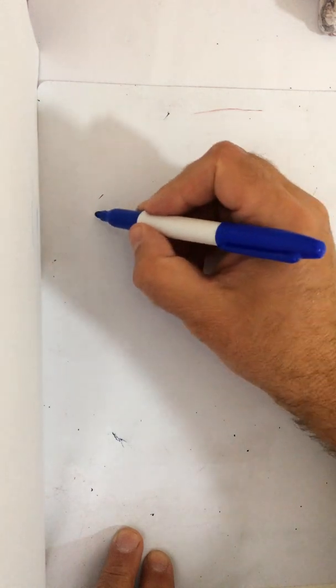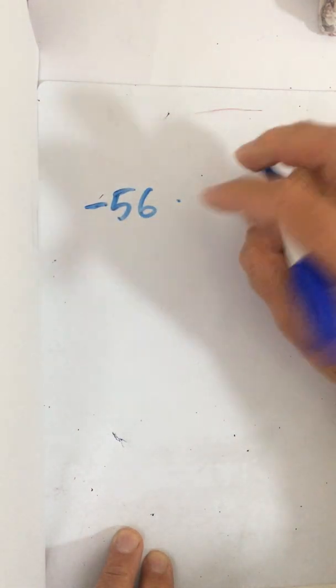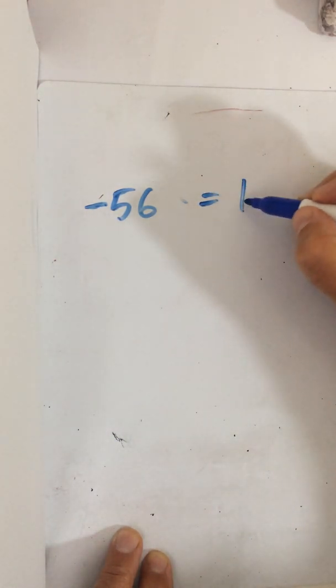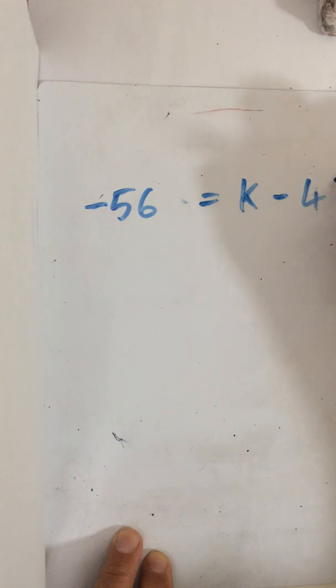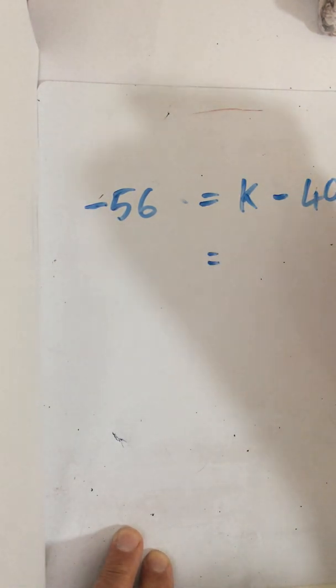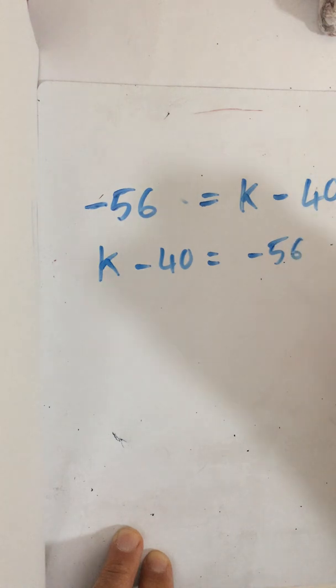One more example, and you can have a go at some yourself, I think. Let's have a go with minus 56 is equal to k minus 40. Now I have to find the value of k. First of all, I'm going to swap them around. K minus 40 is equal to minus 56.